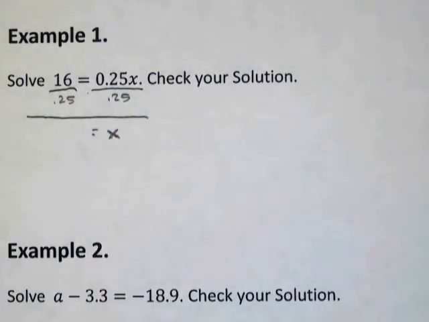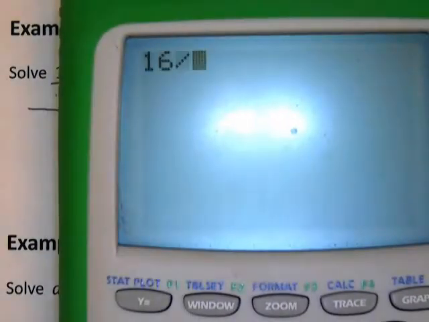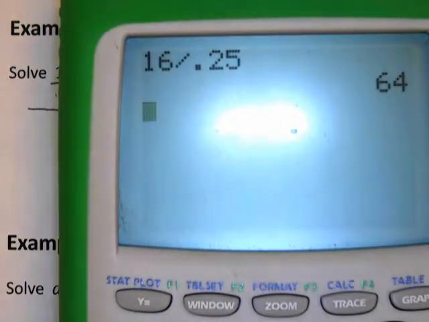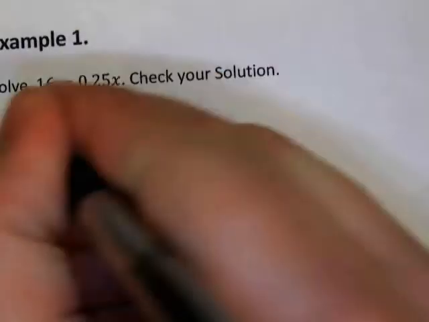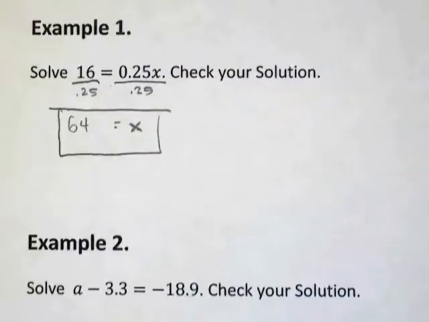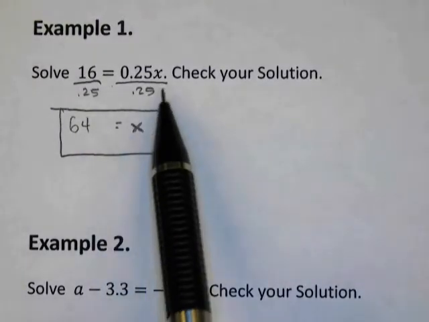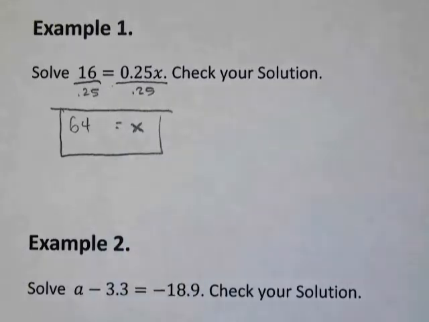And then 16 divided by 0.25, you can do this any number of ways. The easiest way would be to call up a friend and say, hey, what's 16 divided by 0.25? And my friend says 64. Boom, x equals 64. And that's all you have to do right there. So you're using what you know about the division property of equality for this one, and you're going to solve for the variable still.